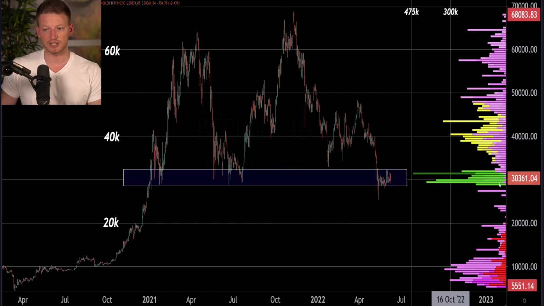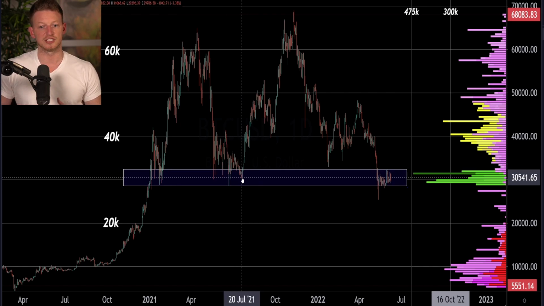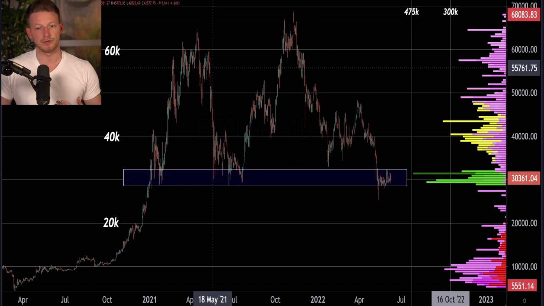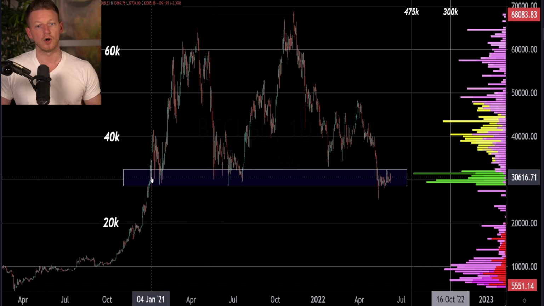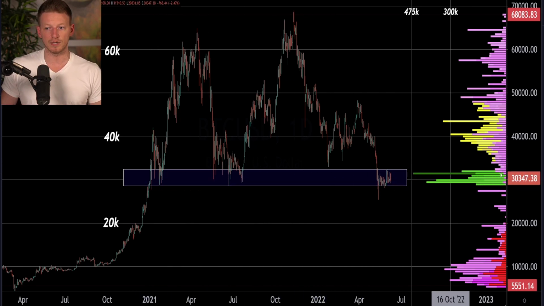So what you see here is that there are a few blips of pink coins. A lot of these are going to be individuals that bought back here in July of 2021. They bought this huge capitulation event that we had in May, or they would have bought initially at the start of the run. Now, what you'll notice is that there aren't many coins here.